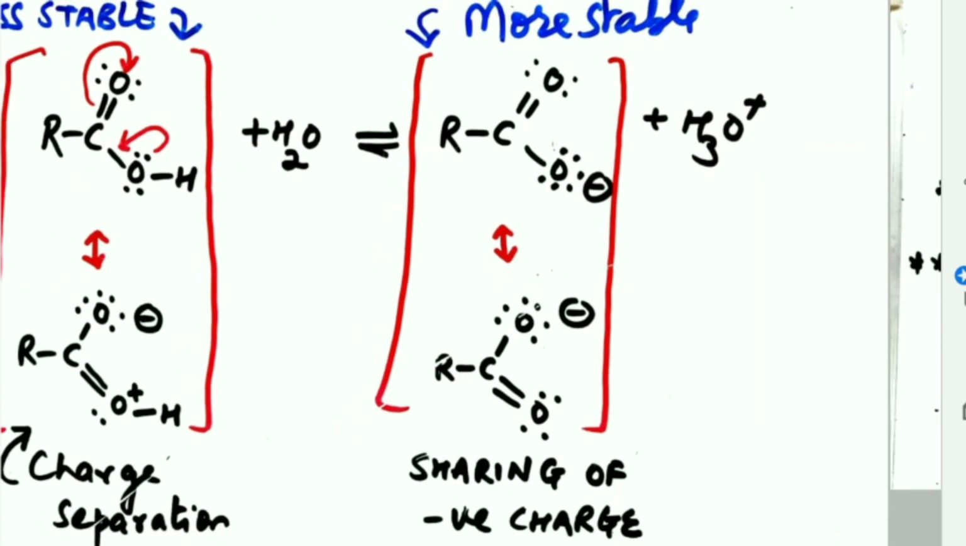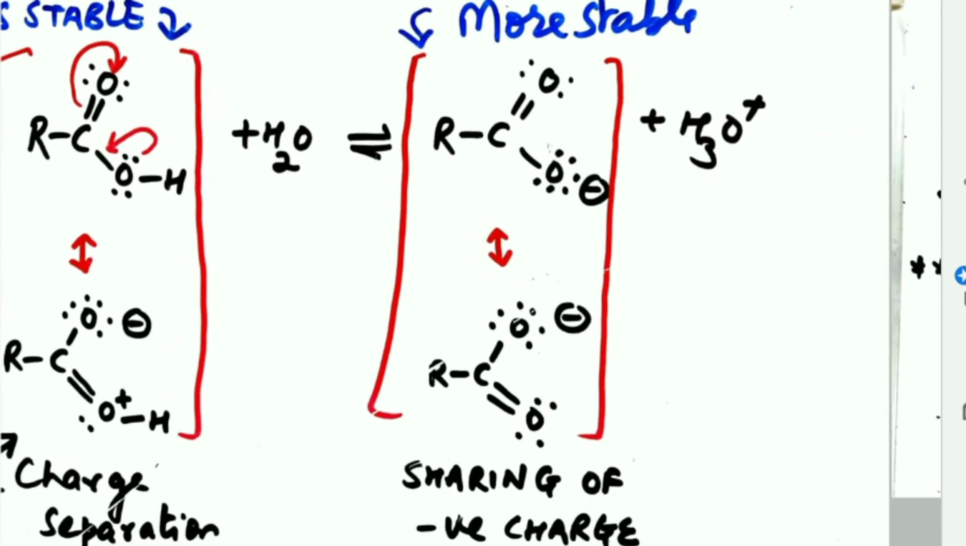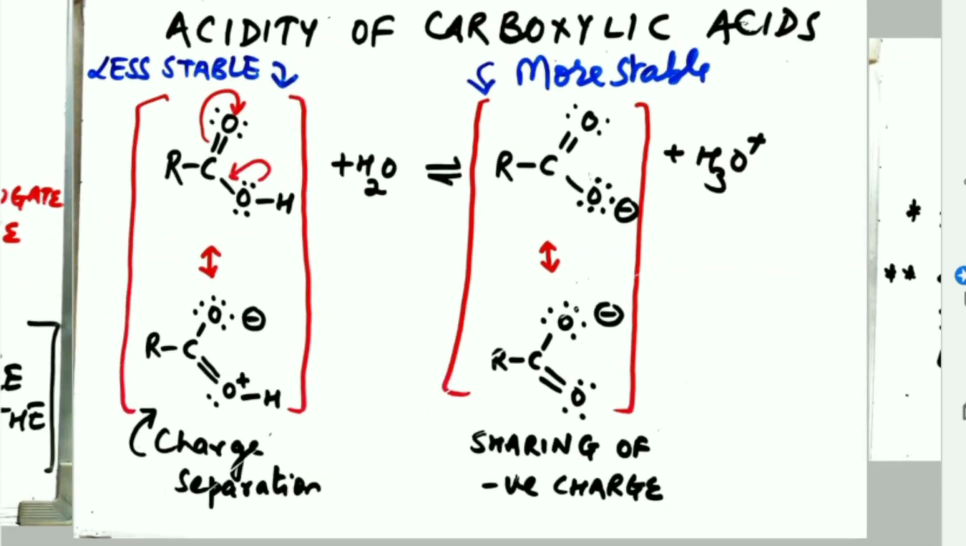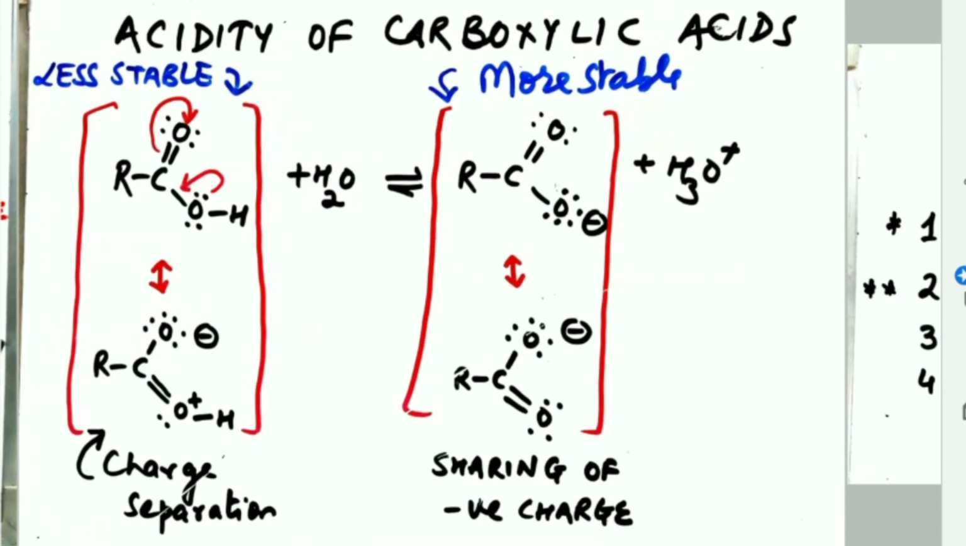The negative charge on oxygen is shared by two oxygens on the carboxyl carbon, while in the parent carboxylic acid, due to resonance there occurs charge separation, so such a structure would contribute very little and won't make it much stable. So the carboxylate ion, we can say in a broader sense, would be more stable than the carboxylic acid itself, making the carboxylic acid more acidic.